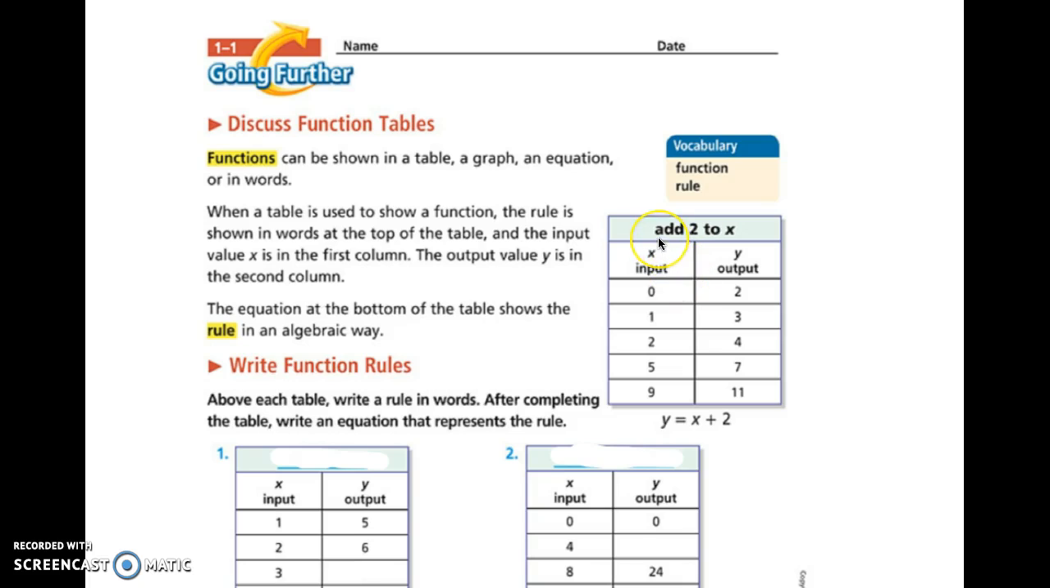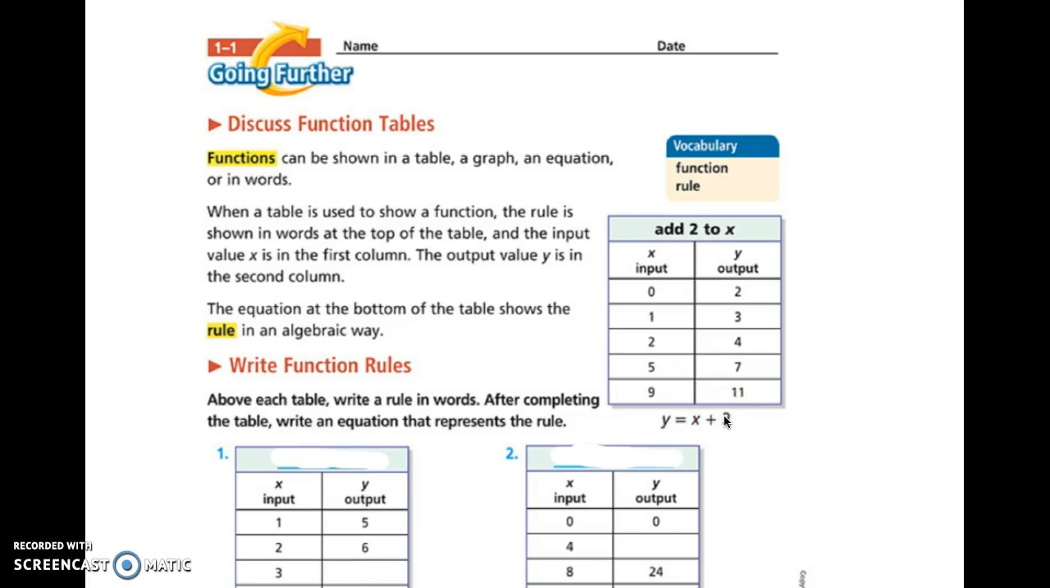In this one it tells us, add 2 to X. So I put a 0 into the machine, I add 2, and my output, or my Y, ends up being 2. Let's try another one. If I put 5 into the machine and I add 2, my output ends up being 7. So the equation that I would write is that Y, so these numbers here, are equal to X plus 2.